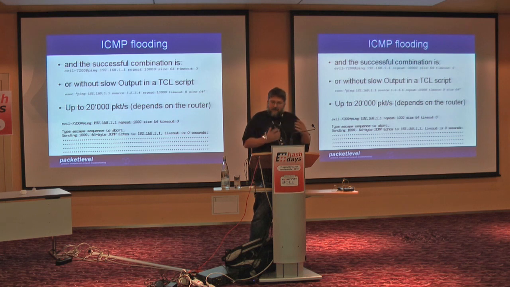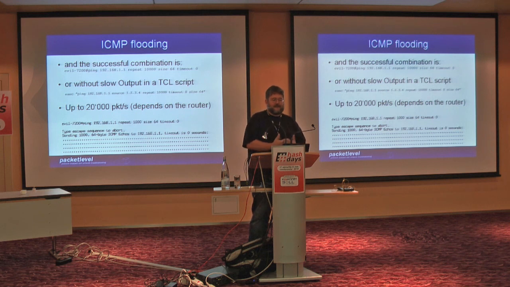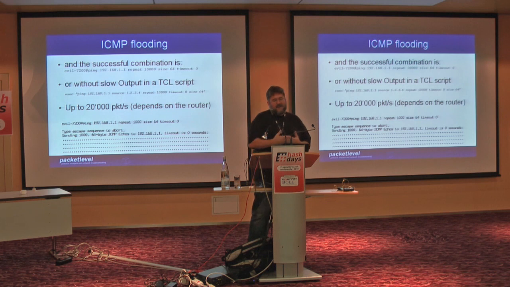And yeah, this is very fast, but you have a large output on the screen. If I put this in a TCL script, then it generates no output, and it makes it very, very fast. I have tested it on some older routers, and it comes up to 20,000 packets per second for only one router to one target. Then, a spoofed source IP address, if it's required.